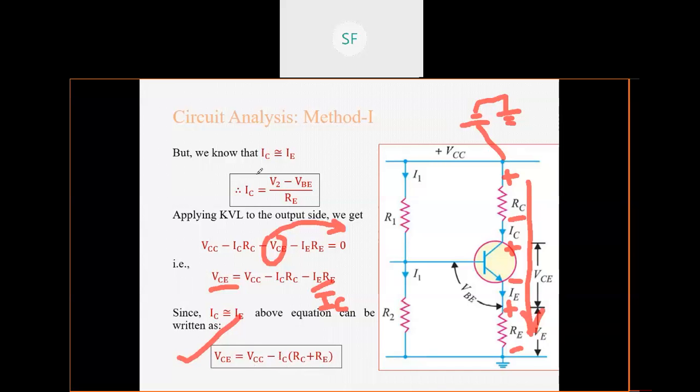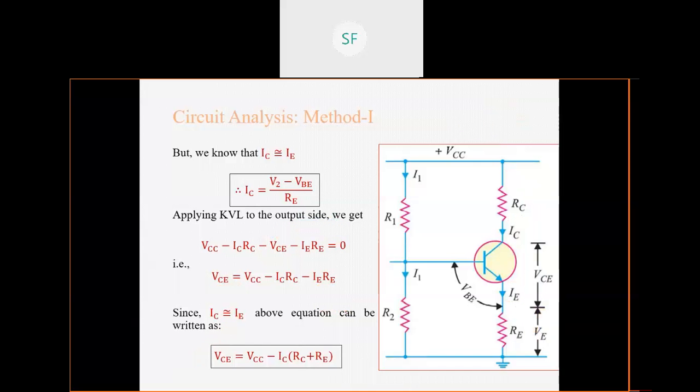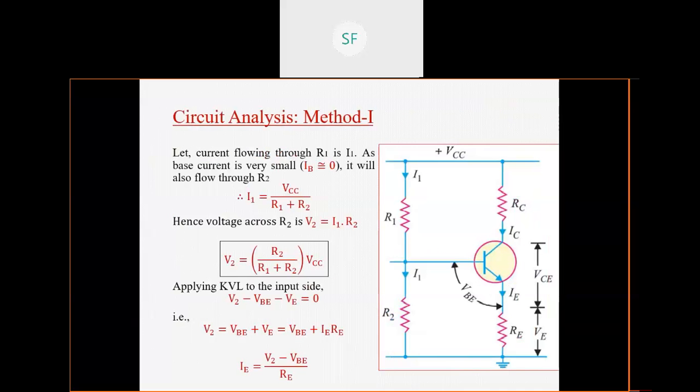And this is the end of your first method, circuit analysis ki first method. If you are having any problem, you can ask me. I will stop here for a couple of minutes. Just go through once again. Just observe it. Okay.